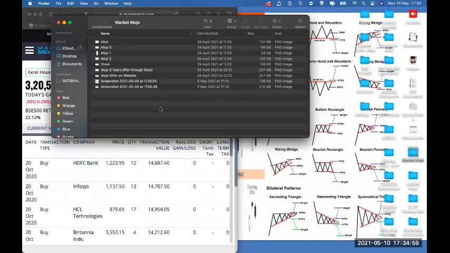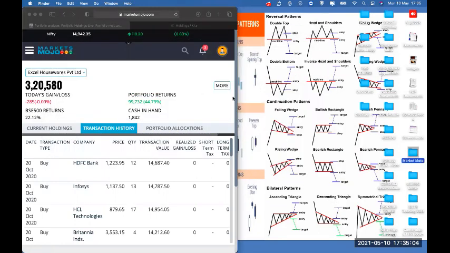Do they allow us to edit the price? I'm sorry, could you please tell me the question once again? Do they allow us to edit the price, the entry price?